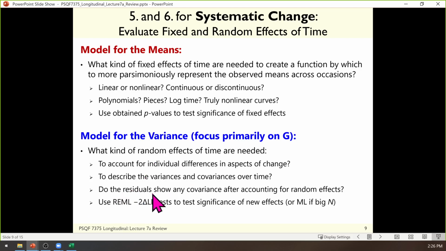And then the third point here, do the residuals show any covariance after accounting for random effects? In certain contexts, you still may have some kind of residual correlation of occasions that are closer together in time. And so you can add that to your R matrix. That's where an autoregressive correlation or a Toeplitz correlation or something like that would allow the residuals to be correlated in addition to the correlation that's induced by the random effects. So those are all empirical questions to be answered with likelihood ratio tests in a given data set.